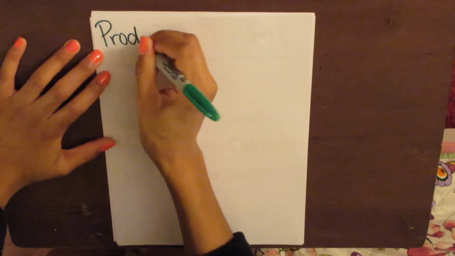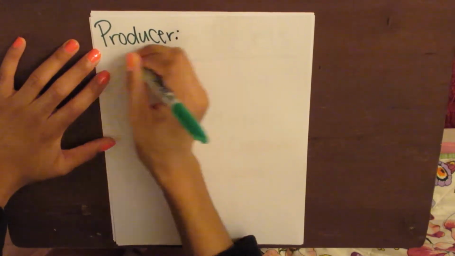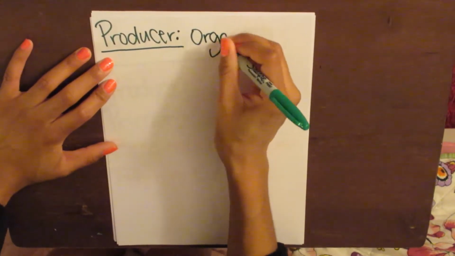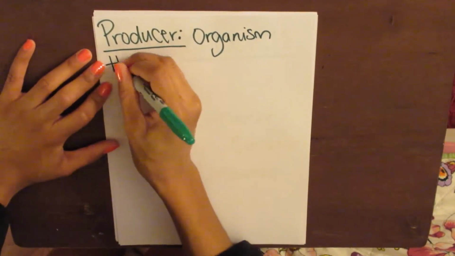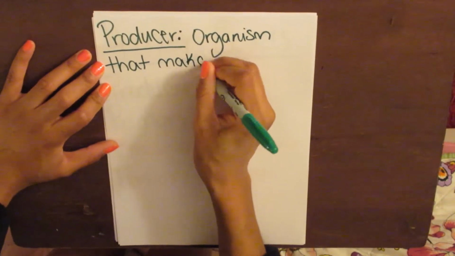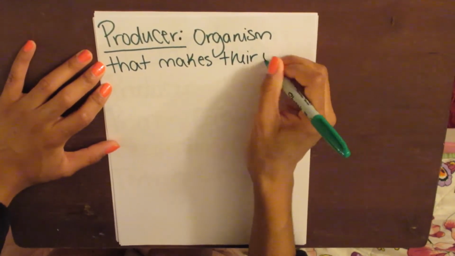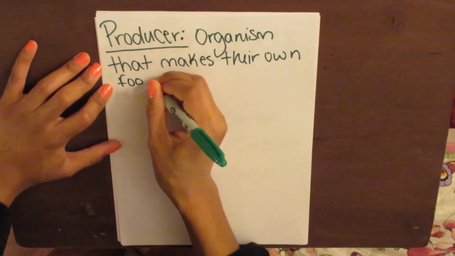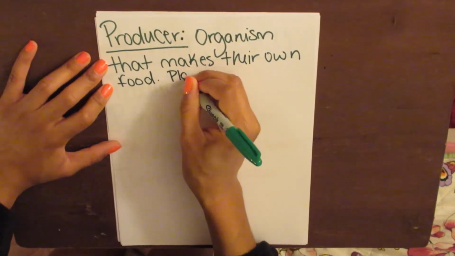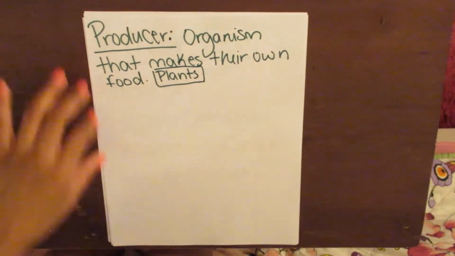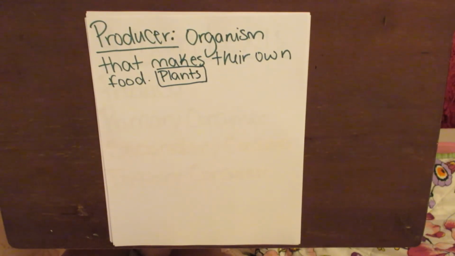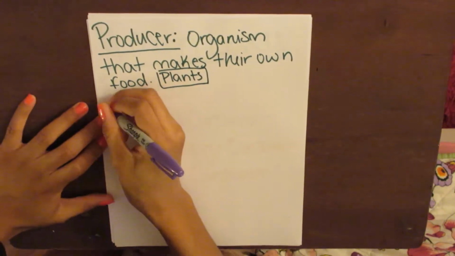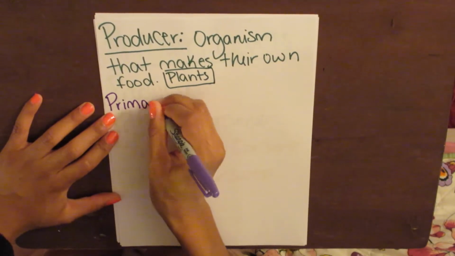Let's go ahead and look at what those mean a little bit more in depth because I just kind of threw those words at you guys. We want to have definitions. We want to know what things mean. Producers are organisms that make their own food. Those are going to be things like plants that we talked about. They don't need to eat anything. They just get a little sunlight and they are good to go. That's all they need. All they need is a little bit of sunshine.